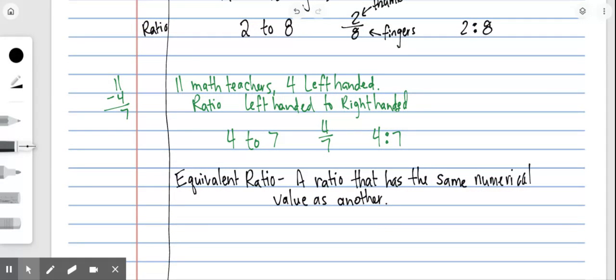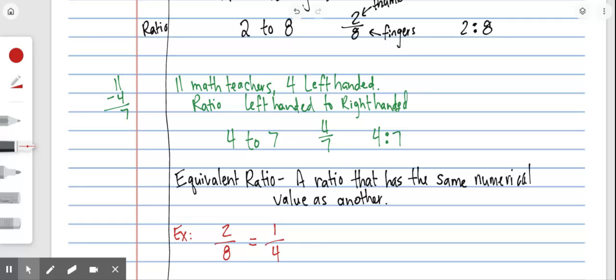For example, if I have the ratio of 2 thumbs to 8 fingers, then guess what? I also, if I look at just one hand, I have 1 thumb for every 4 fingers. Okay? These are equivalent ratios. 2/8 is the same as 1/4.